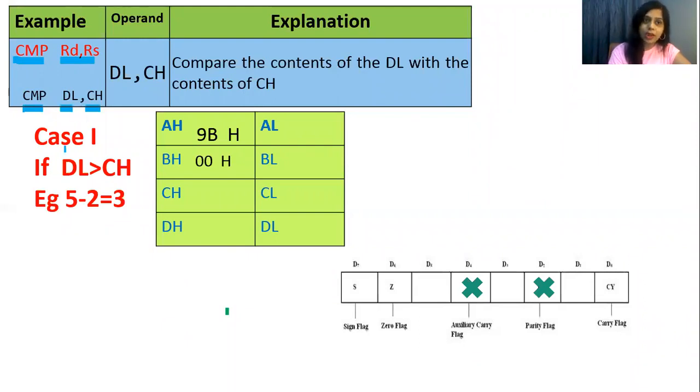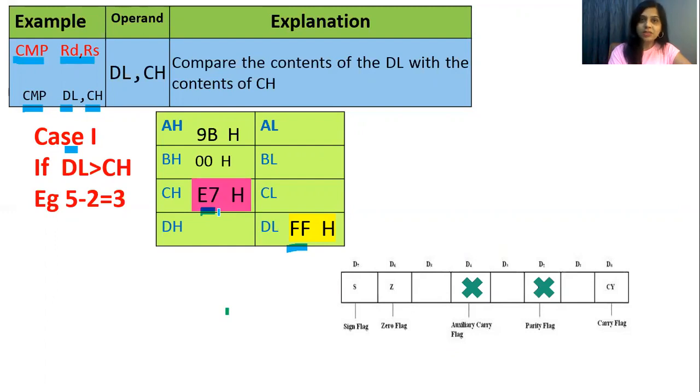Let's assume case 1, in which the data available in the DL register is greater than the data available in the CH register. Where is the DL register? These are general purpose registers of 8086. So let's assume that the DL register holds 55 and the CH register holds E7.